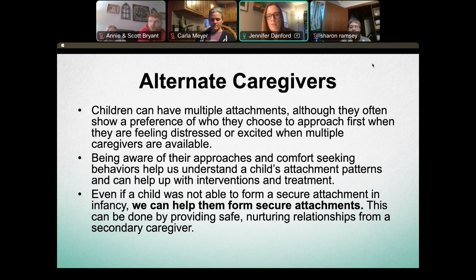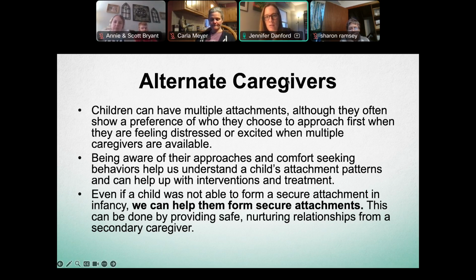It's important to know that even if a kid was not able to form that secure base, we can help them form secure attachments. We can do this by providing safe, nurturing relationships while we're being a secondary caregiver. But when it comes to our kids, sometimes we need more, and I'll talk about that. Like, we need some therapy, we need some professionals, because it's not just a case of insecure attachment, there's trauma involved as well.